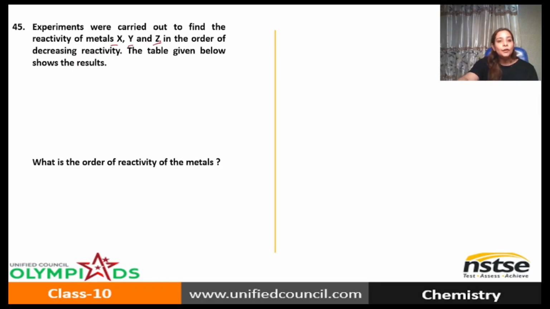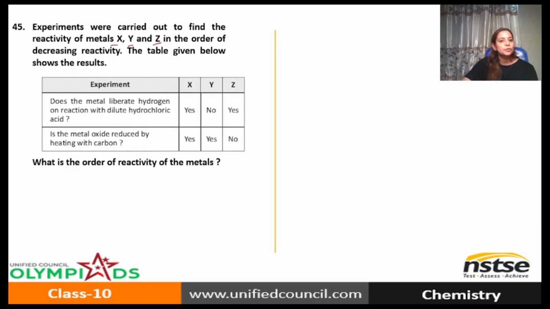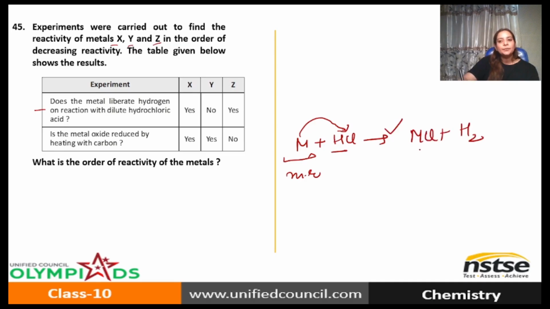Next question. Experiments were carried out to find out the reactivity of metals X, Y and Z in order of decreasing reactivity. The table given below shows the result. First experiment: does the metal liberate hydrogen on reaction with dilute HCl? That means when we react the metal with dilute HCl, is it able to displace H or not? As per the reactivity series, all those metals which are more reactive will displace H from HCl and liberate H2 gas, forming their chlorides. But all those metals which are below H, like copper, mercury, silver, gold, platinum, will not liberate H2 gas because they are less reactive.